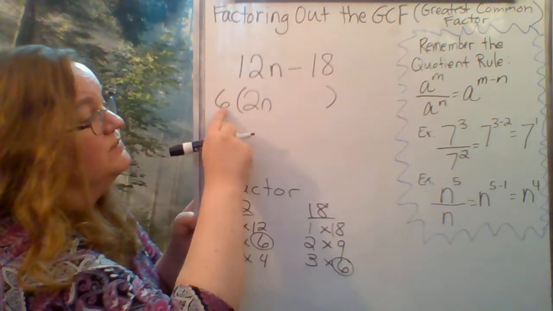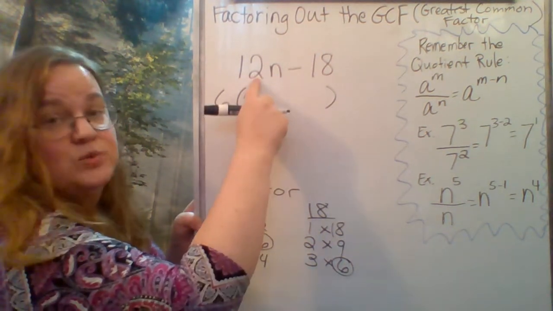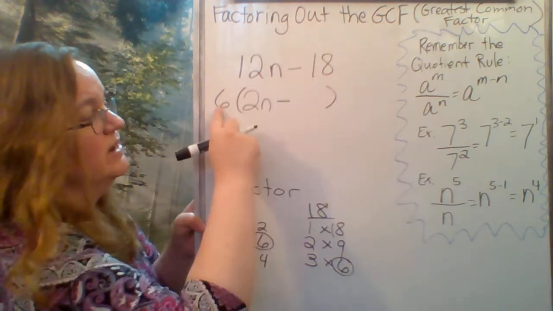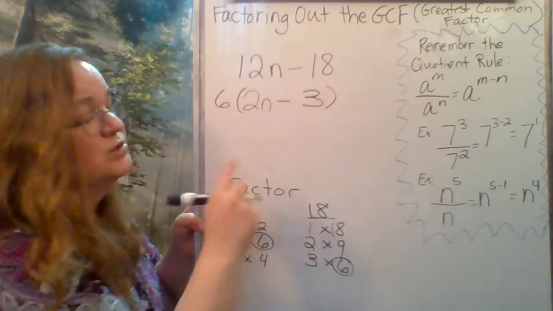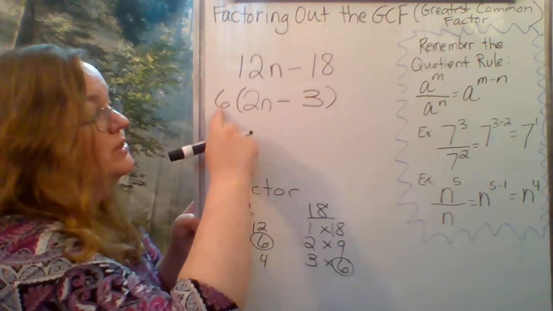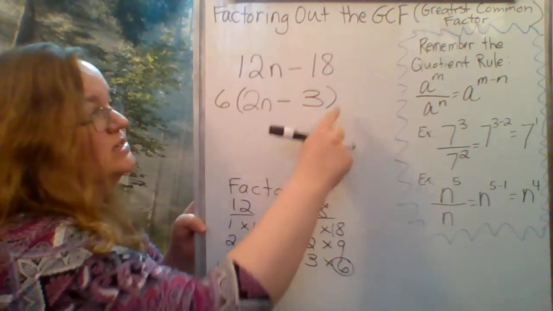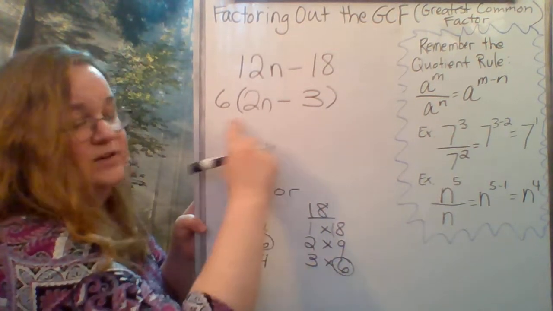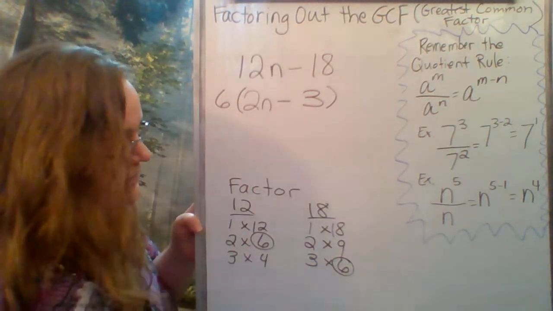We know that if I do 6 times 2, I get 12, which is what I want. Minus, okay, 18 divided by 6 is 3. So if I were to use the distributive property and do 6 times this and 6 times this, I should get what I started with. And I do, so this would be factoring out the greatest common factor, okay?